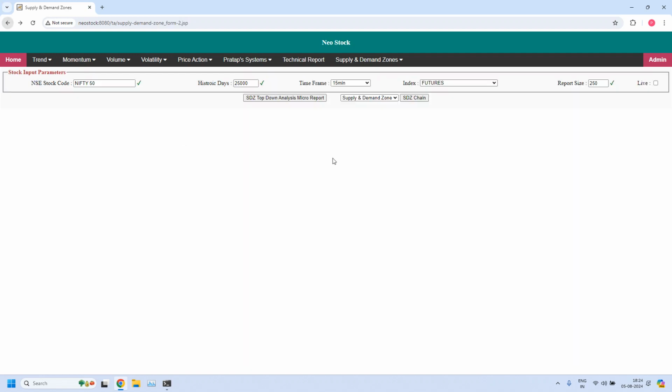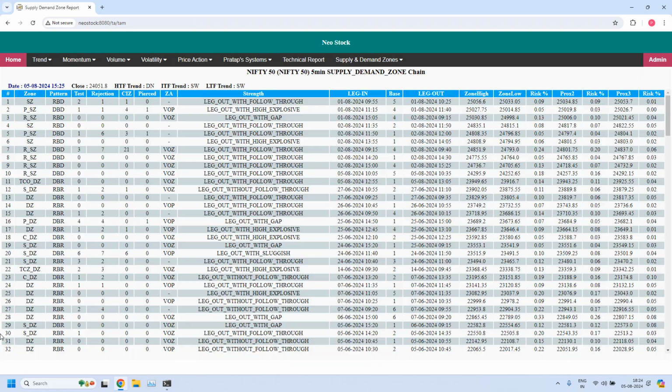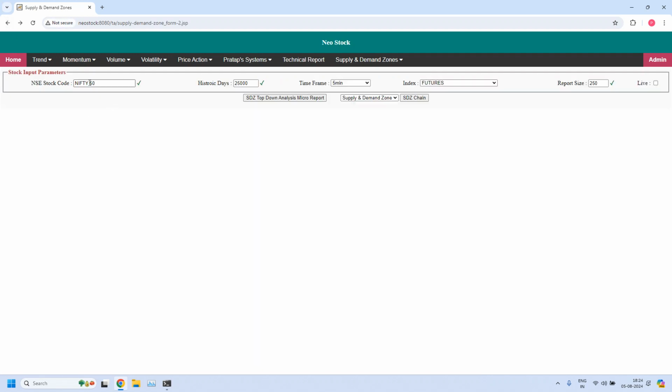And the next time frame is 5 minutes. Now I am generating 5 minutes supply demand zone chain for Nifty. So this is about Nifty supply demand zone chain. Next we will generate Bank Nifty. So Nifty bank.